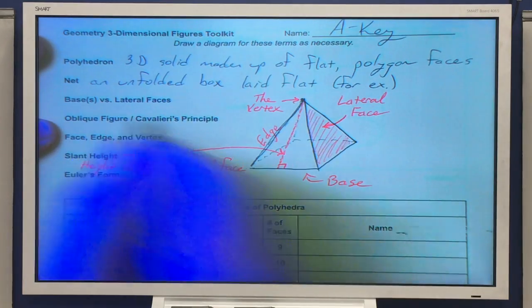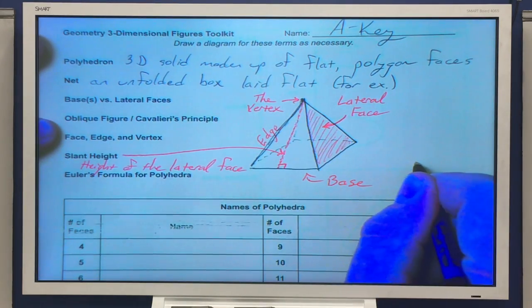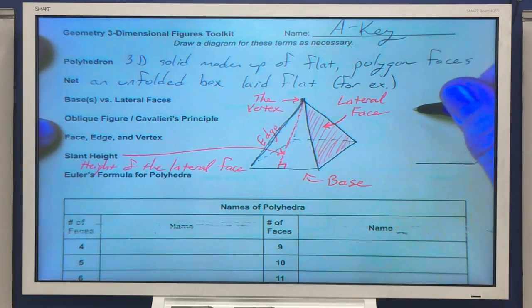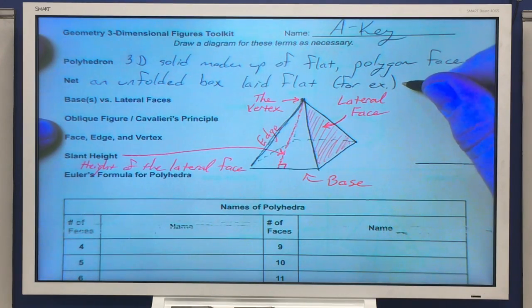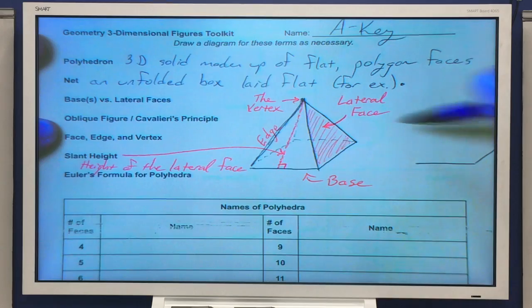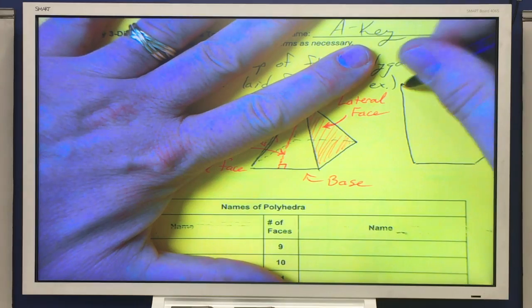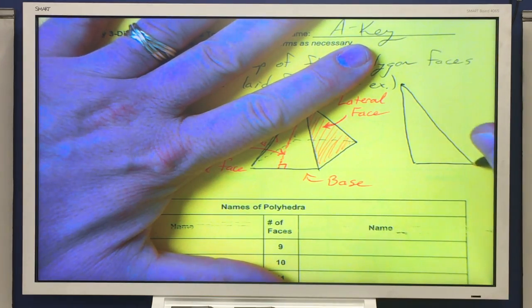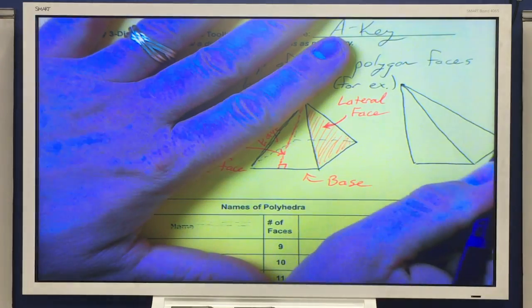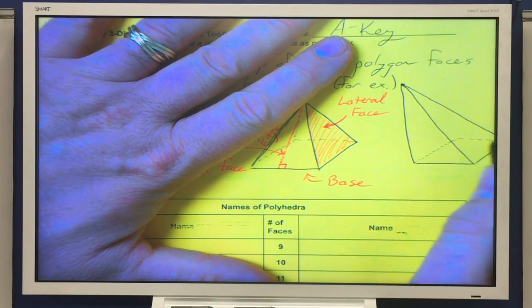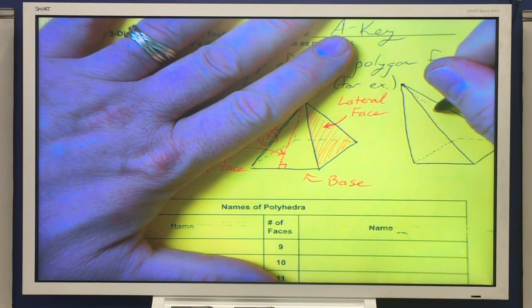An oblique figure, like if I were to draw the same pyramid. Now, whether or not you want to draw this is up to you, but what I'm going to do is draw it about the same height, but tip it over. I'm going to put the vertex way away from the base. And now I'm going to connect the vertex of this pyramid to all the vertices of the base. We'll finish off the base, and then there's this back edge.